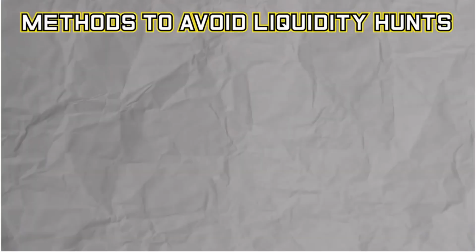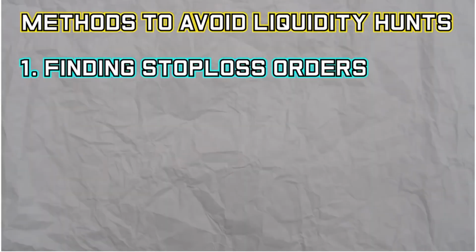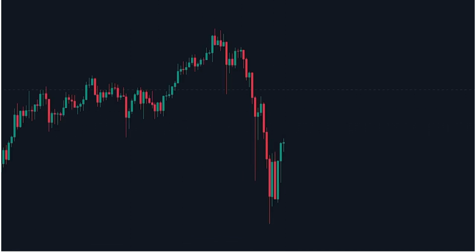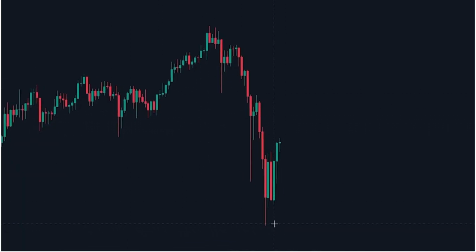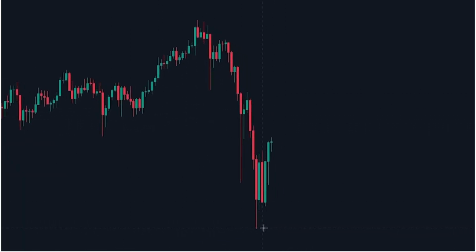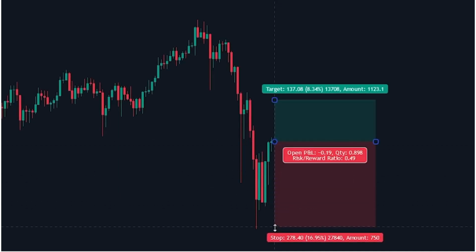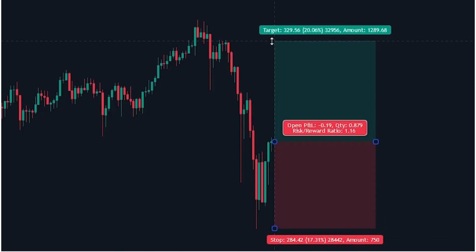There are three methods to avoid these liquidity hunts. The first method involves finding stop loss orders. Areas in the market where stop losses are hit will usually be targeted. Smart money knows that the simplest and most obvious pattern will have the most retail stop losses. This means that patterns that use horizontal support and resistance will usually be hunted.